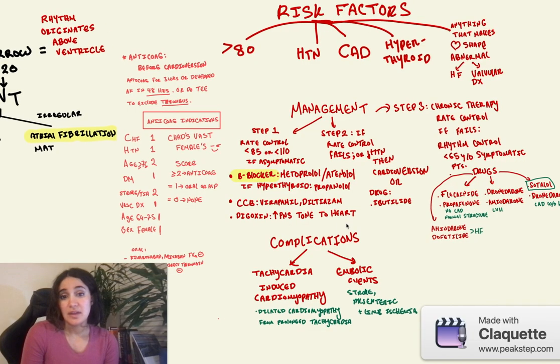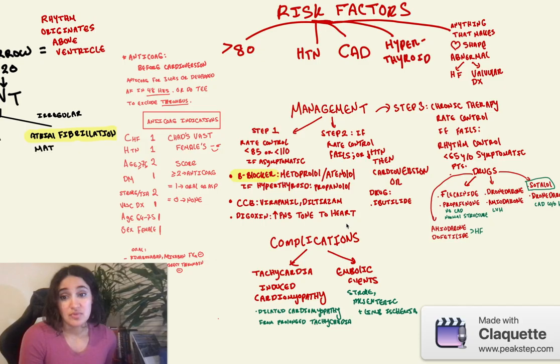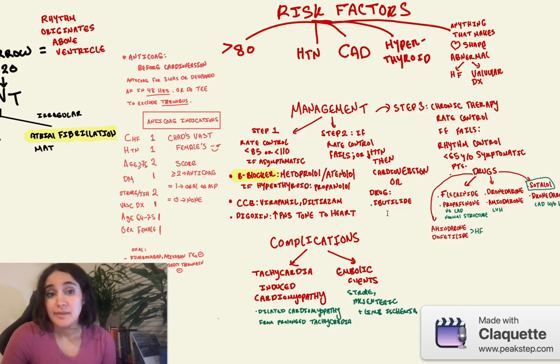And then after rate control, let's say for some reason that doesn't work, or the person is unstable, as in they have low blood pressure, then you would do cardioversion. Preferred is electrical cardioversion. But let's say for some reason you can't do that. Then you would do drug cardioversion, and that would be ibutilide. And then after that, step number 3 is going to be chronic therapy. And usually that's with beta blockers, rate control.